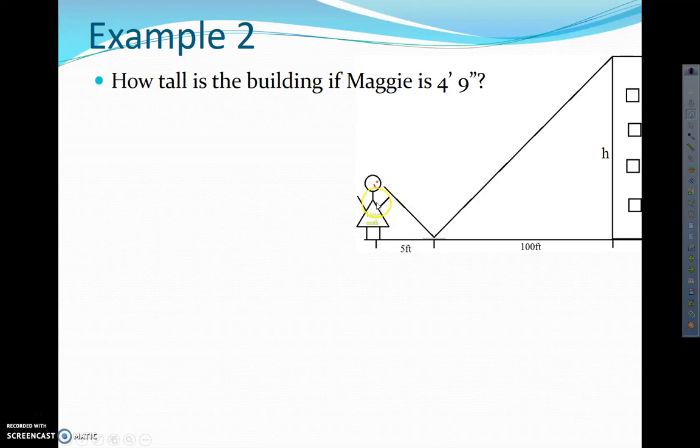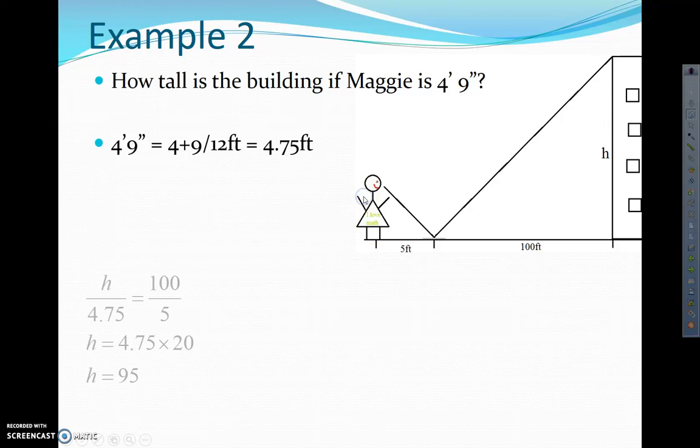Let's see here. What do we need to start with? Well, this is 4 feet 9 inches. We need to convert that into feet only. There are 12 inches in a foot, so that's 4 plus 9 over 12, which gives us 4.75, which means that her height is 4.75. Now, where did these numbers come from?